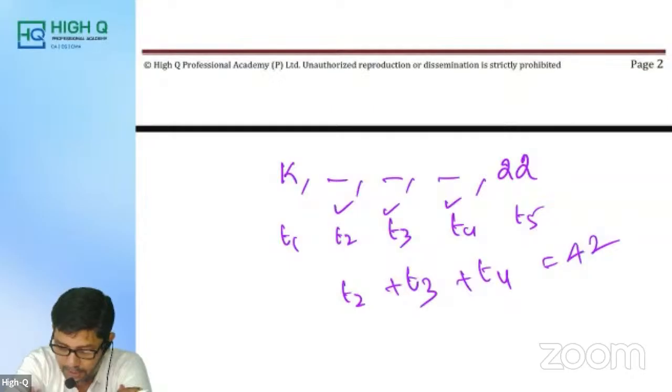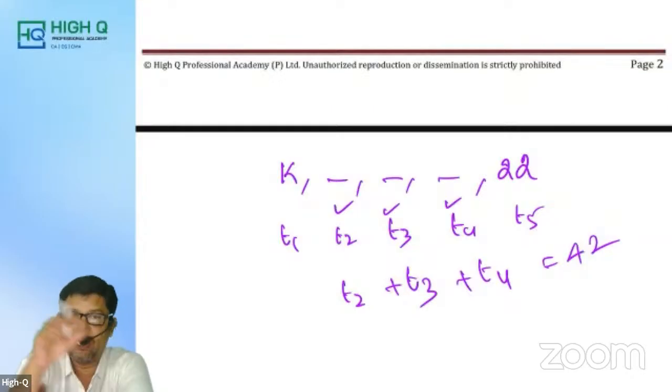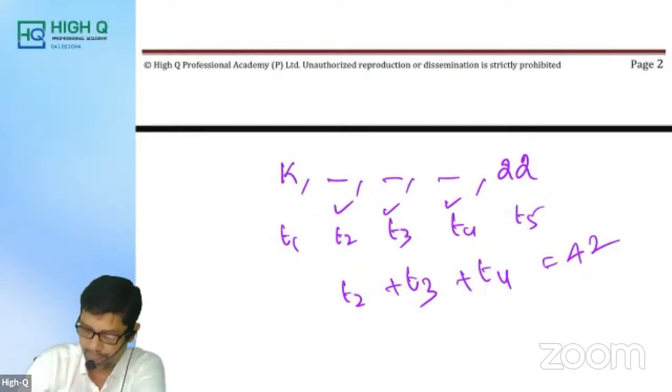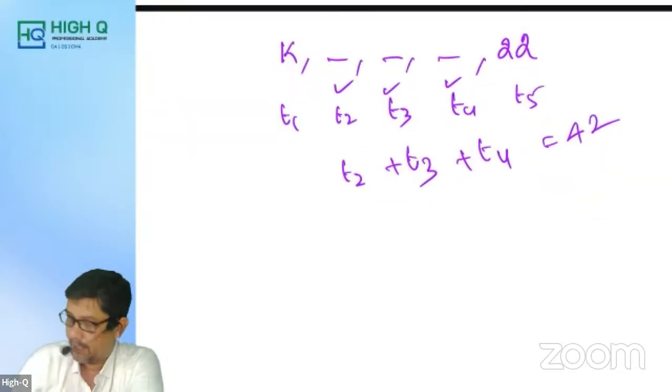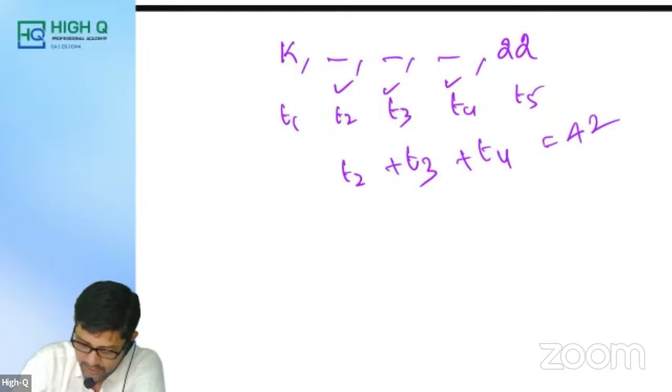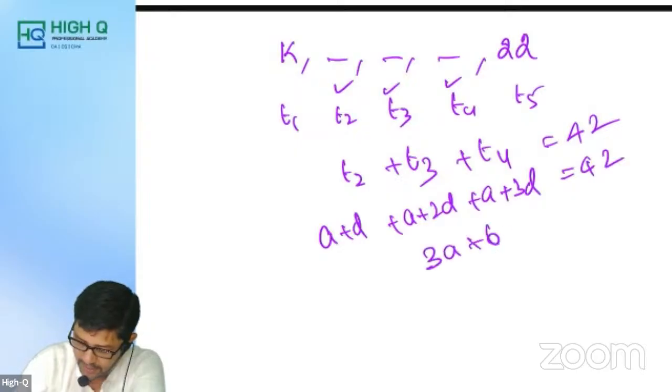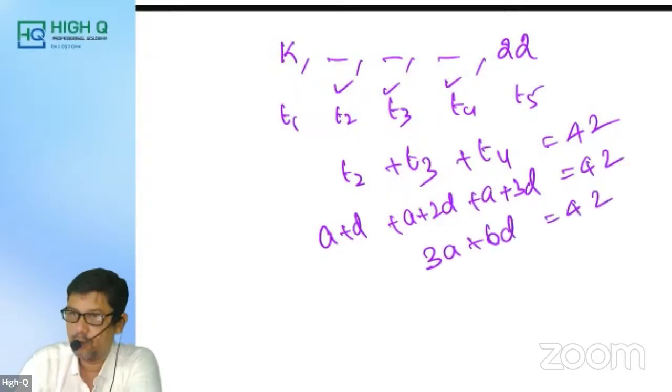So T2 plus T3 plus T4 is equal to 42. First, I'll give you the actual method. After that, I'll give you a trial and error method. Are you ready? Now, T2 plus T3 plus T4 is equal to 42. What is T2? A plus D, A plus 2D, A plus 3D is equal to 42. 3A plus 6D is equal to 42. Am I right, my dear?